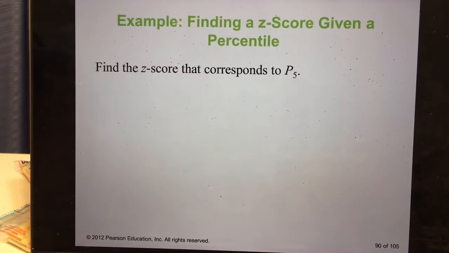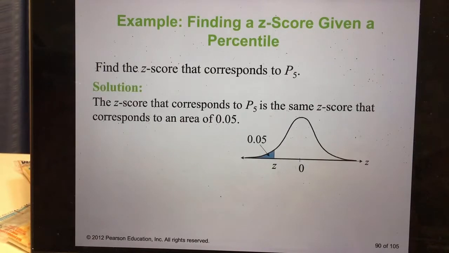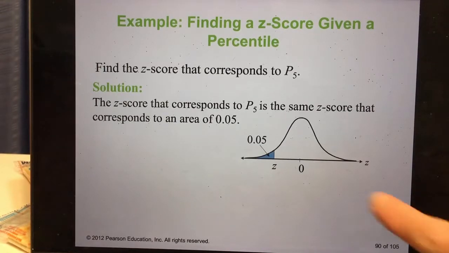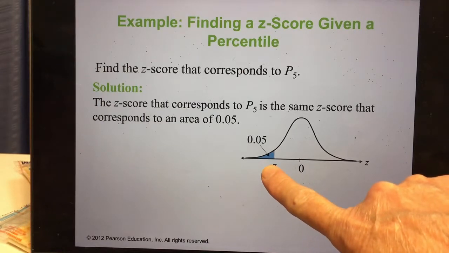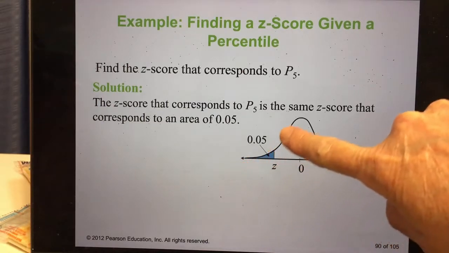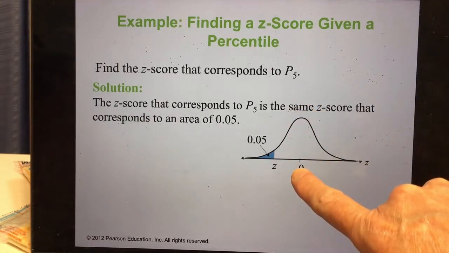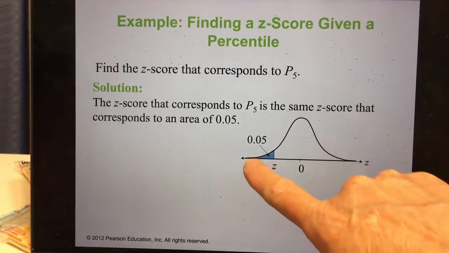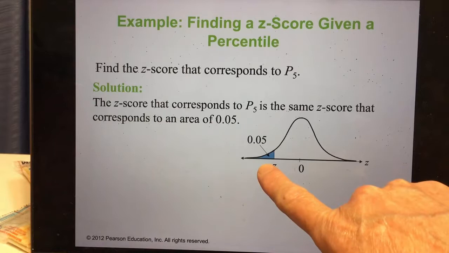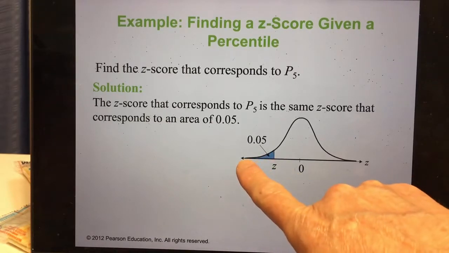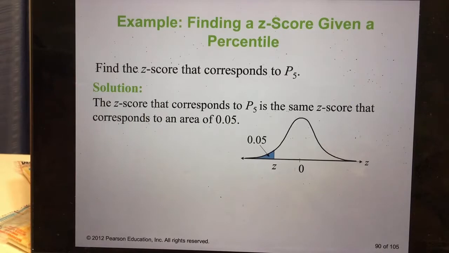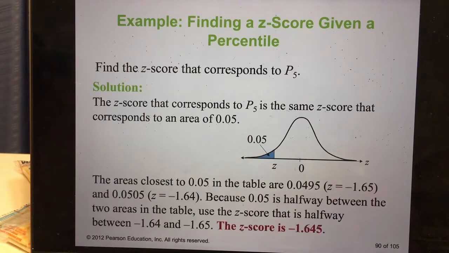All right, so now we're going to find the z-score that corresponds to P5, or percentile 5. Percentile 5 means that 0.05 is to the left. Remember, our percentiles increase as we get up to 100%, and our halfway mark is P50. So P5 is 5%, and we're shading that little area. The z-score that corresponds to P5 is the same z-score that corresponds to area 0.05.